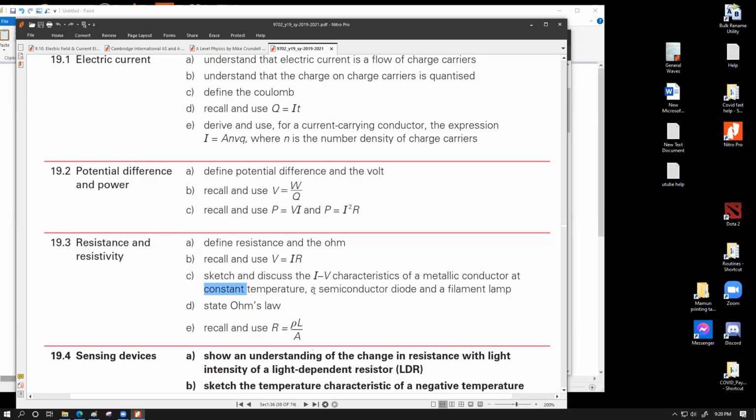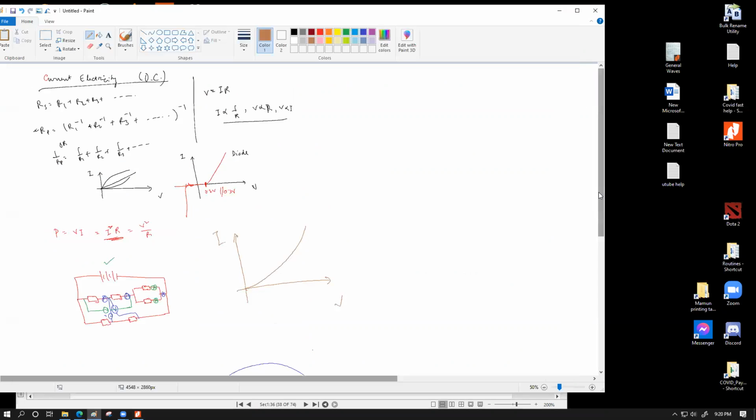Then comes the semiconductor diode. So you have to sketch and discuss the IV characteristics of a semiconductor diode and a filament lamp. Filament lamp is basically the hot example. So how does the semiconductor diode work? Let me just explain that part.